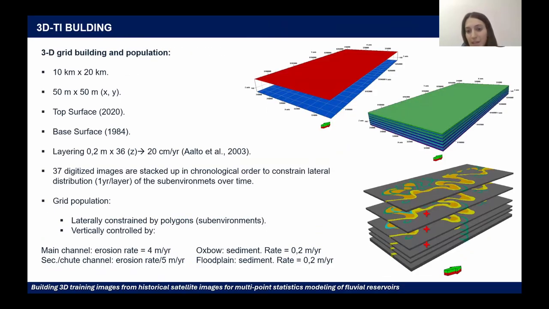After this, by stacking the digitized images, we build the layers of the 3D training image. This three-dimensional training image has to be modeled like any other model in modeling software. And apart from stacking all of the digitized imagery vertically, in order to achieve geological realism, deposition and erosion must also be taken into account in the vertical axis. So we modeled these processes by assigning different sedimentation and erosion rates to each geobody.